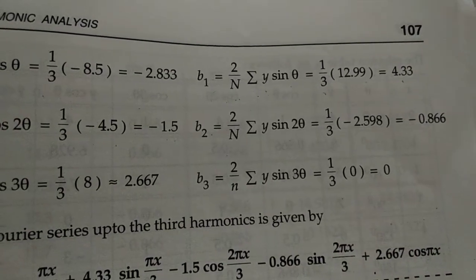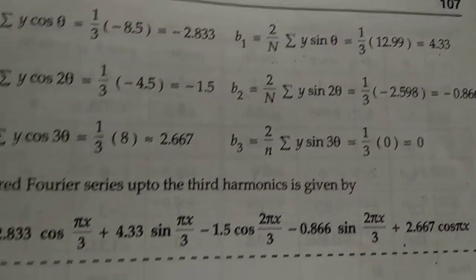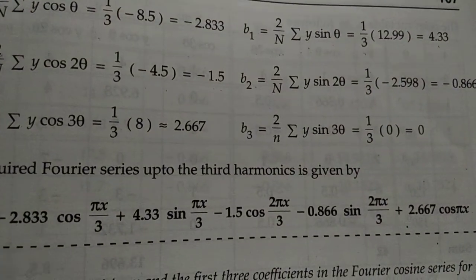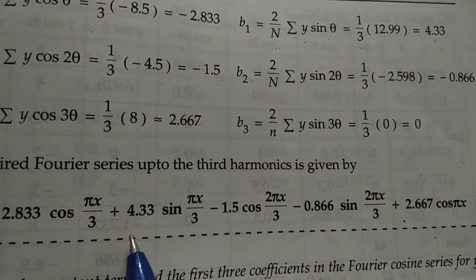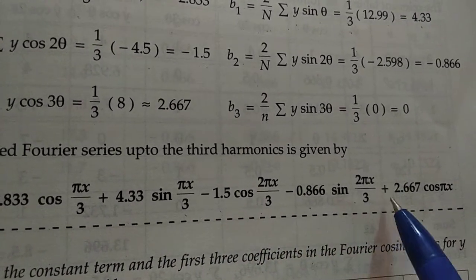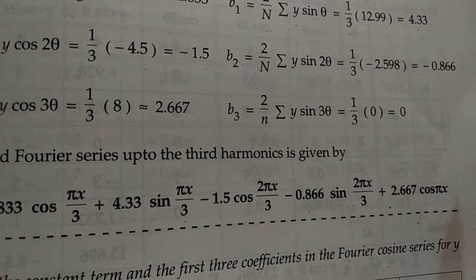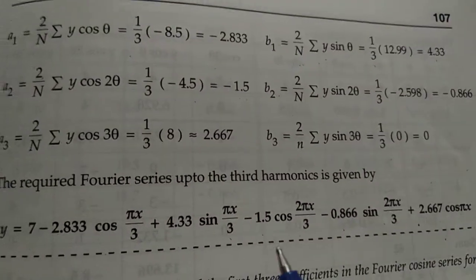So similarly you have to find out A3 and B3. Then you have to substitute in the Fourier series. What is the Fourier series? A naught by 2 plus A1 cos x plus B1 sin x plus A2 cos 2x plus B2 sin 2x plus A3 cos 3x plus B3 sin 3x. B3, that answer is 0. So this is the answer for this problem.